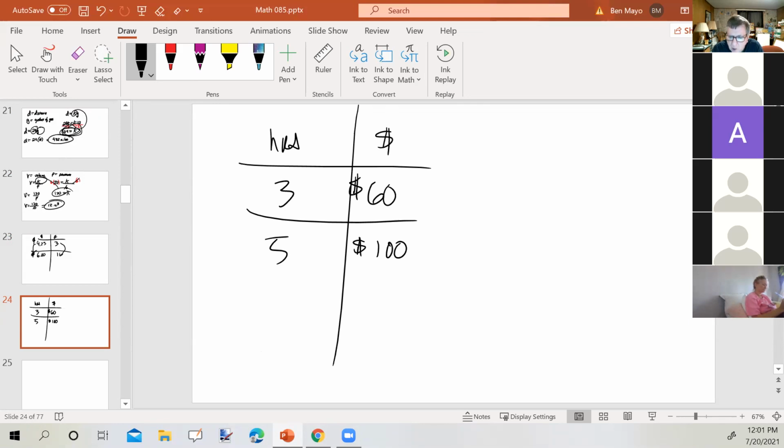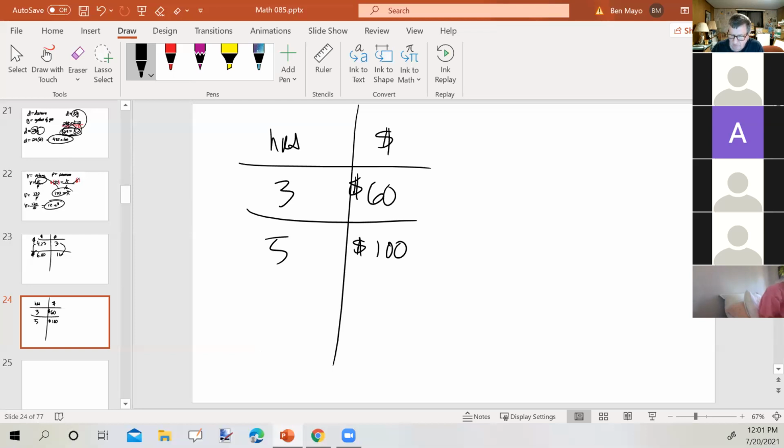Direct. Well, why? You're correct. How do you know? Because it's the same amount per hour. The more hours you work, the more money you get. Wait, you're right. It is the same amount per hour, but what is the amount per hour? 20. So that's K, isn't it? Yeah. But what happened?